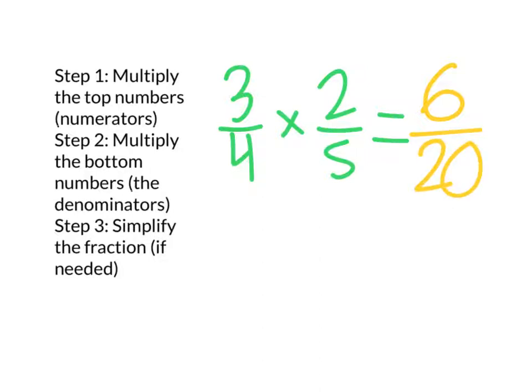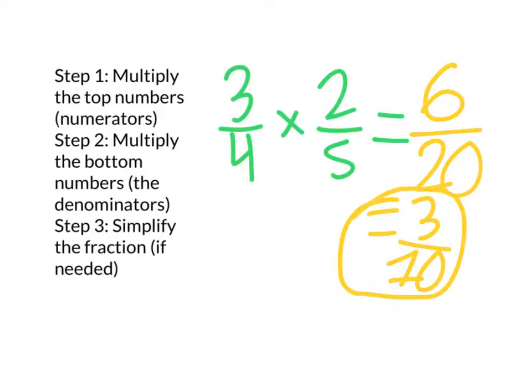The last step is to simplify the fraction if needed. Here we have 6 over 20. We know that 6 and 20 are both even, so they both can be divided by 2. So 6 divided by 2 is 3. 20 divided by 2 is 10. That means we can simplify 6 over 20 to 3 over 10, and that gets us our final answer for 3 over 4 times 2 over 5.